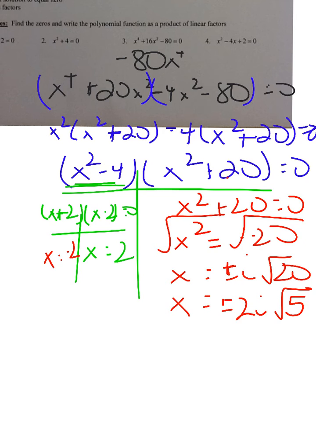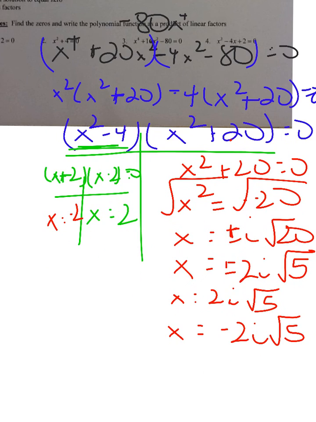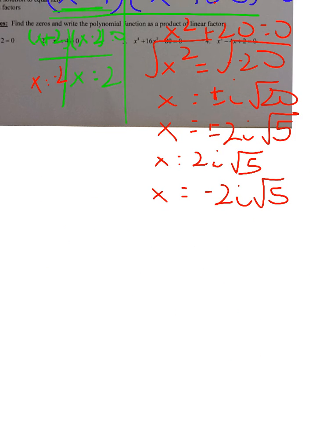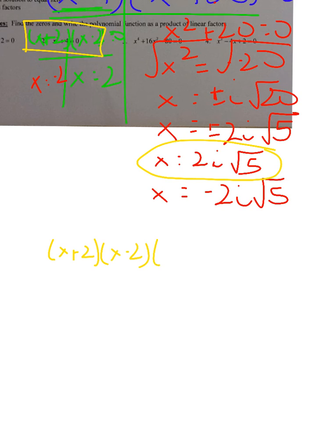All right, so then my roots are x equals 2i, the square root of 5, and x equals negative 2i, the square root of 5. Okay, so now these are my linear factors here. So I have x plus 2, x minus 2. And then these here, I have to subtract 2i, the square root of 5, so it'll be x minus 2i, the square root of 5. And this one here, I'll add 2i, the square root of 5, so it'll be x plus 2i, the square root of 5, equals 0.